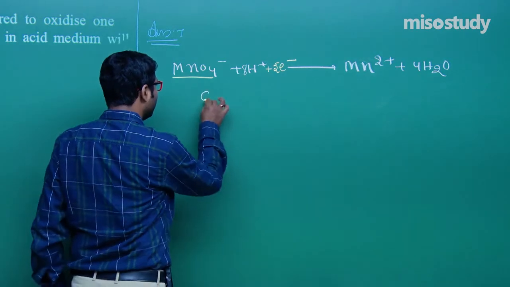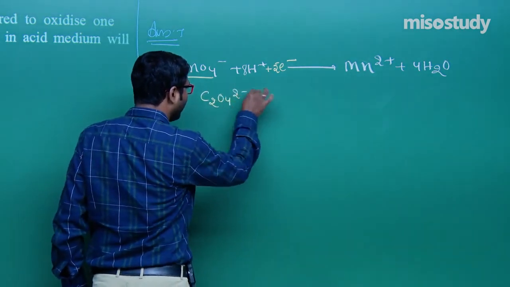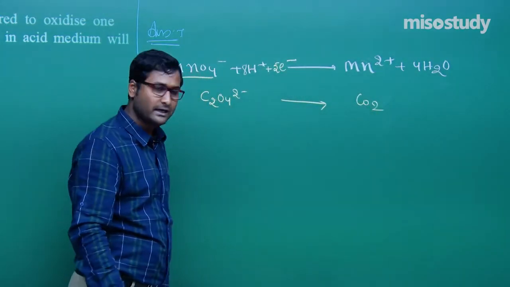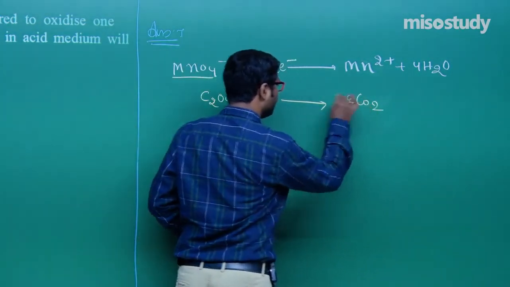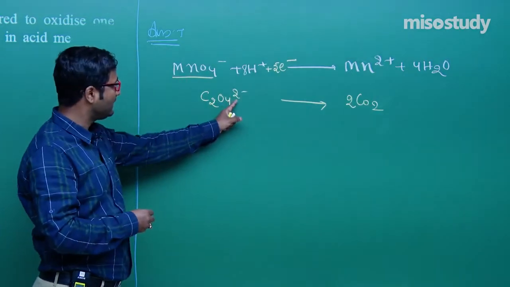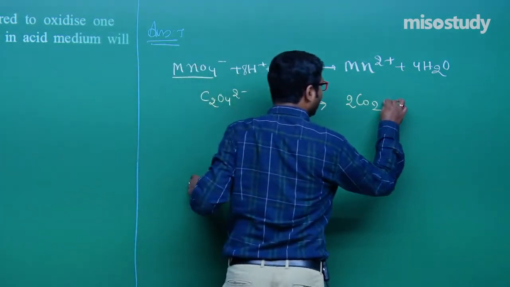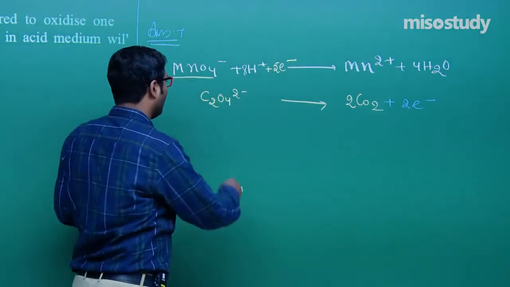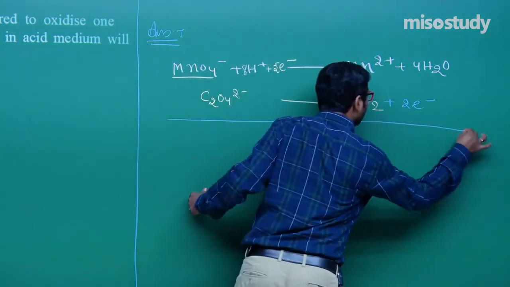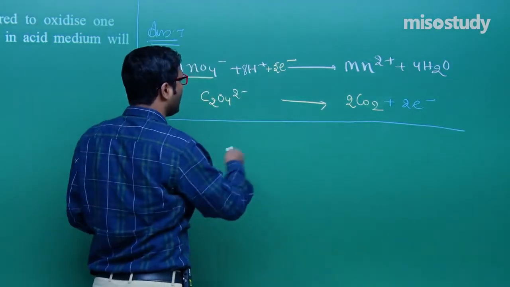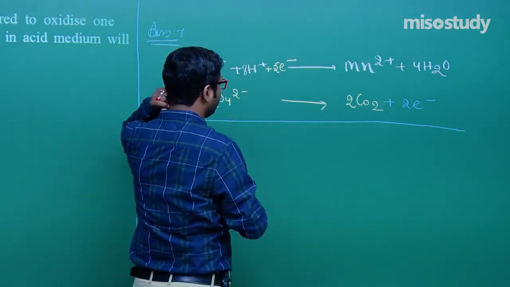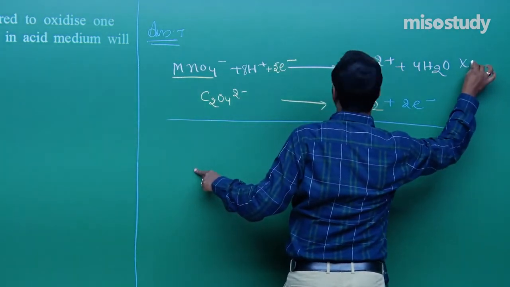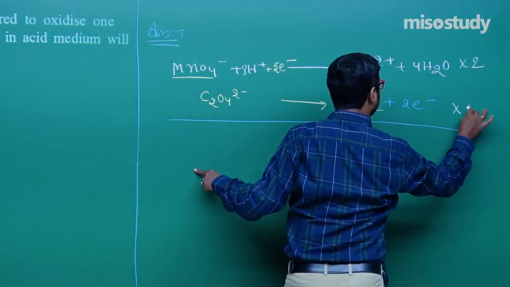Now the second half is C2O4 2 minus converts into CO2. Clear? Now here is 2, put here 2. Completely balanced. Now here is 2 electrons and we will write here 2 electrons. This one is the oxidation half reaction. Now after adding we will get the complete output. Now how to balance the charge here? That is 5, 2. So multiply here with 2 and multiply here with 5.